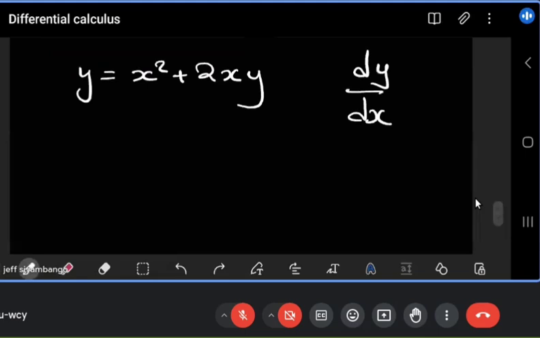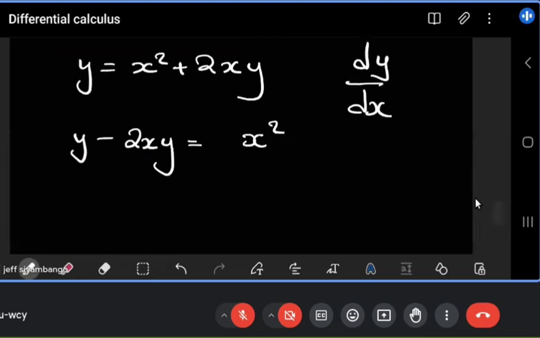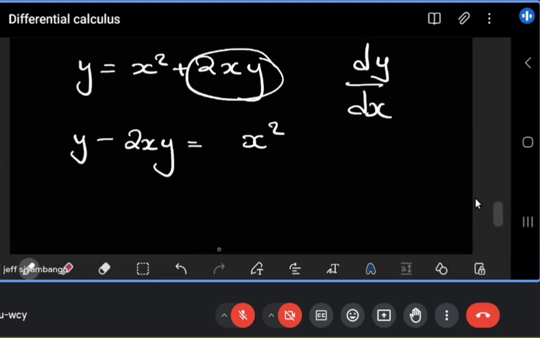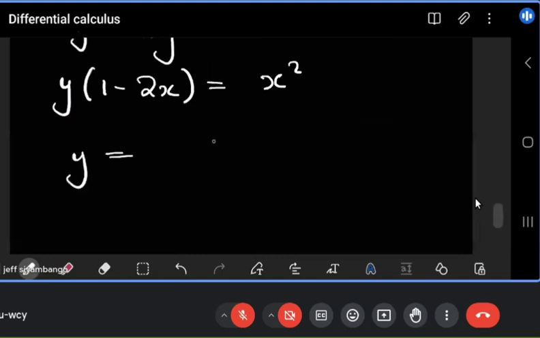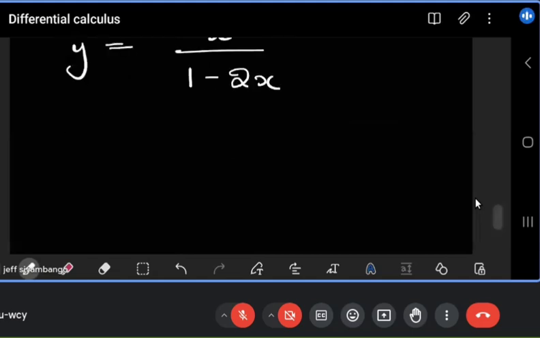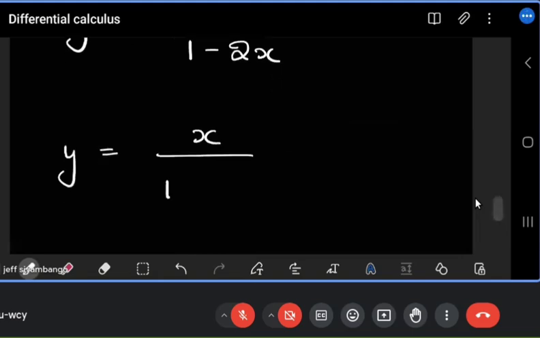Instead, you want to write it as an explicit function. Doing so means making y the subject of the formula, presenting it as a function of x. First, I have moved this to the left, and then now I'll factor out y. I'll remain with this equals to x squared. And then lastly, I'll write y as the subject of the formula, and this would be x squared over 1 minus 2x. Notice that now we have presented y as a function of x, so this is an example of an explicit function.